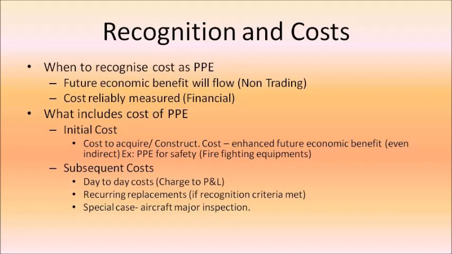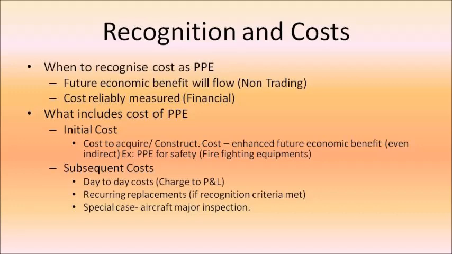For example, businesses or companies install safety measures, firefighting equipment. In case of some manufacturing concerns, they may install some filters which are necessary to ensure that they abide by the environmental norms and do not face environmental issues due to their manufacturing activity. In such cases, they need not directly result in an increase in the revenue, but they indirectly add value to the business. So in such cases as well, these costs are to be capitalized as property, plant and equipment.